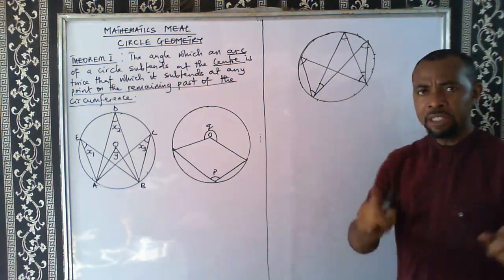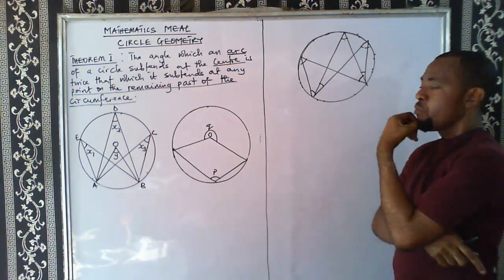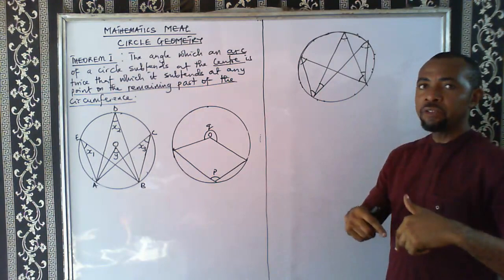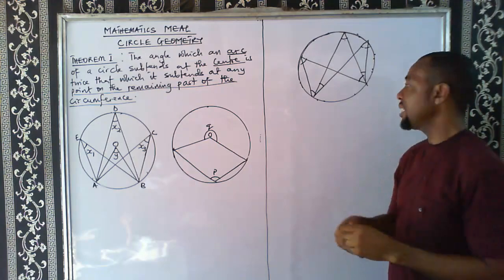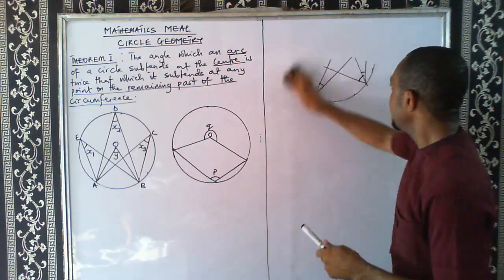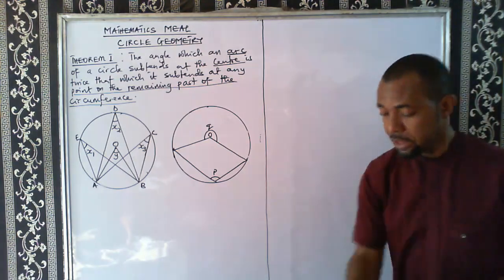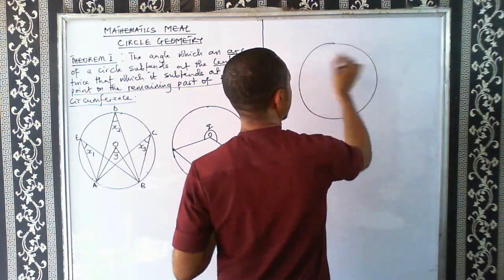Okay? Now, the second thing that we need to look at is this. Angle at the circumference is subtended by an arc. An arc is an incomplete circumference. Let me draw another circle. Okay, let's draw this. Don't mind me.